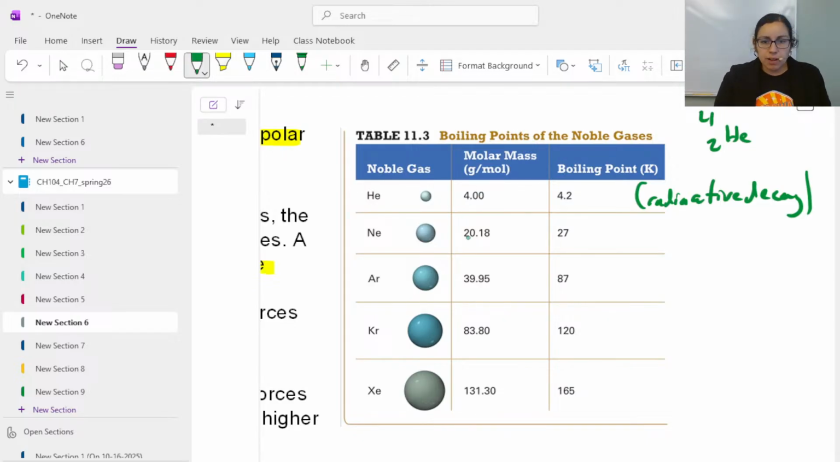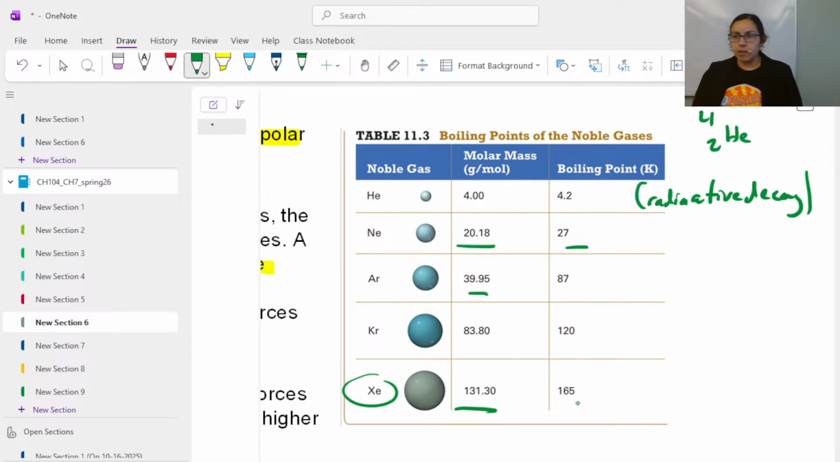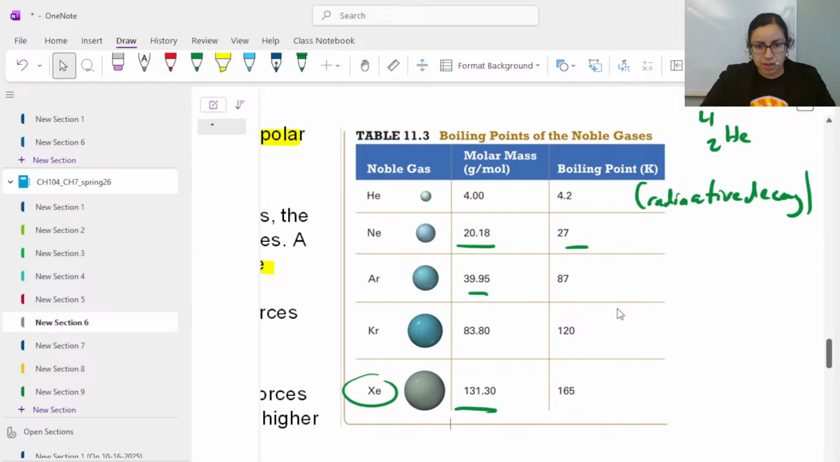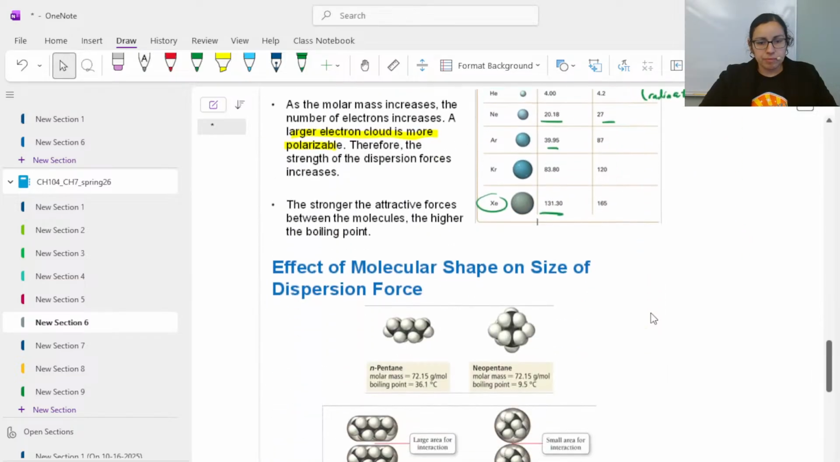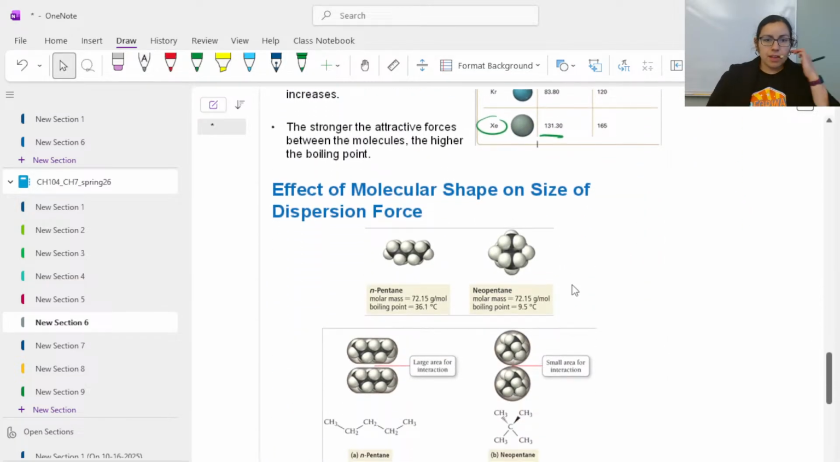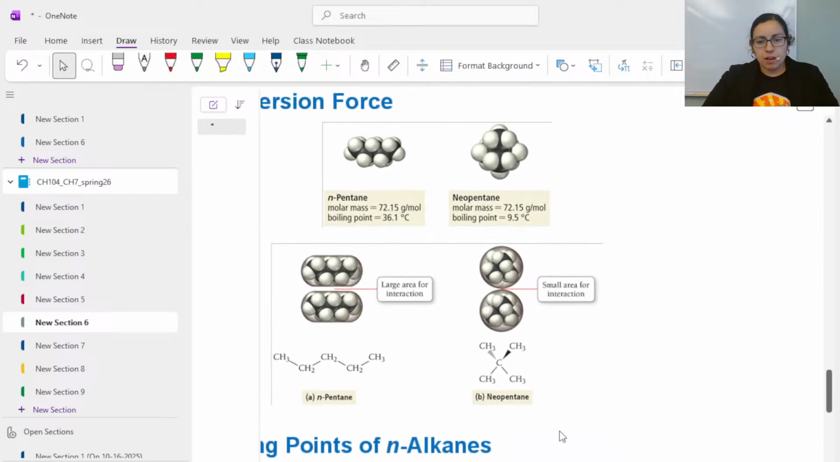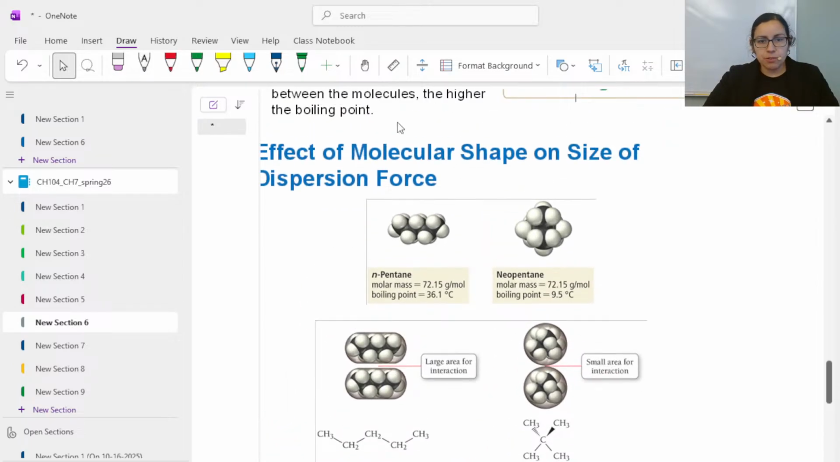And so then, increasing molar mass, increasing boiling point, all the way to xenon, having the highest boiling point of 165 Kelvin, obviously still very low for a gas, makes sense, right? Again, dispersion forces only. And then the other thing that affects our boiling point is our physical shape.